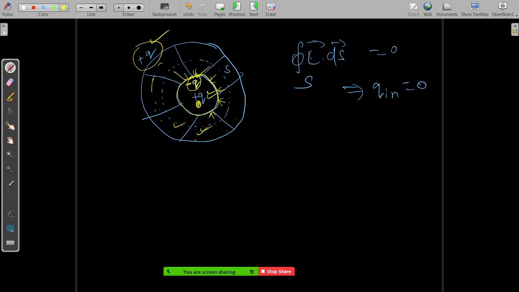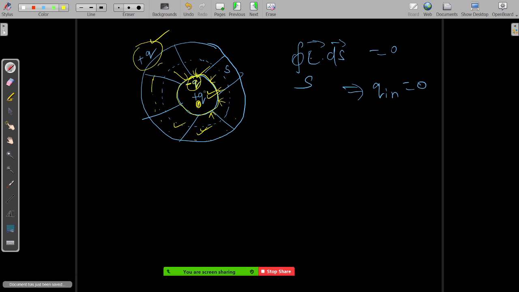So what you have to remember is, whenever you take a Gaussian surface, you have to try to keep it in such a way that it passes through the metal. If it is passing through a metal, the total flux is going to be zero there, because there is no electric field inside the metal. Then you can conclude that the total internal charge inside the surface you have taken should be zero. So somehow you have to arrange the charges so that the total internal charge becomes zero.